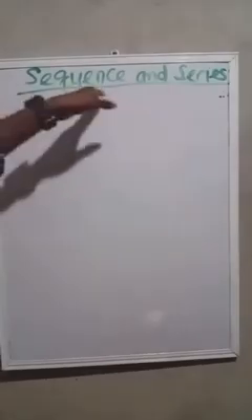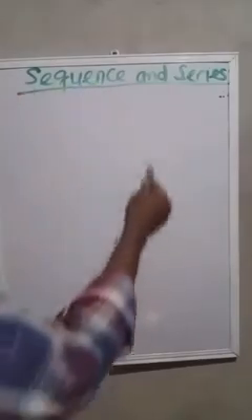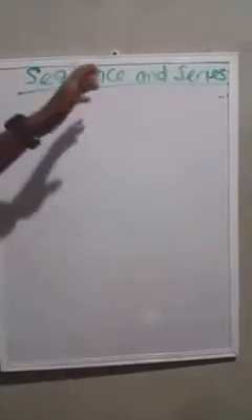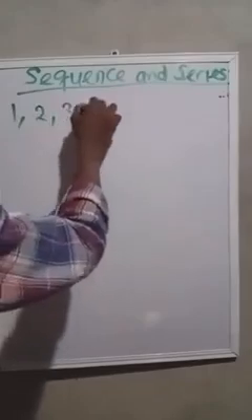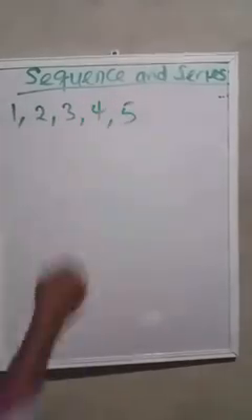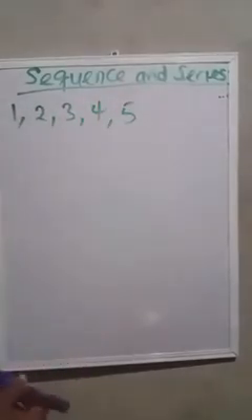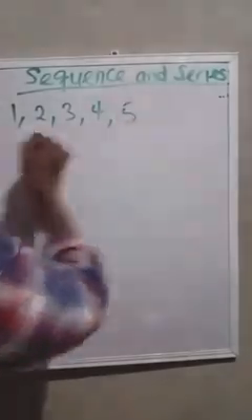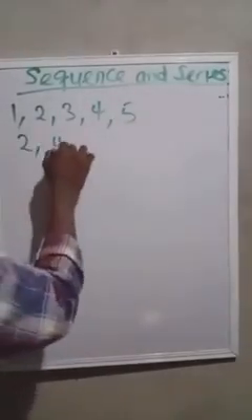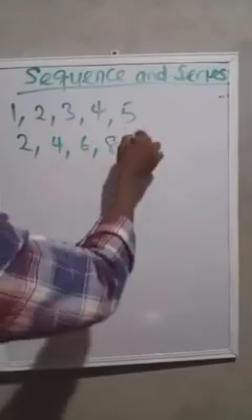Now, what do we mean by sequence and what do we mean by series? Sequence is when numbers are arranged. Let's say, for example, you have this. When they are arranged in an orderly manner, that is what we refer to as a sequence. So this is an example of a sequence. This is another example of a sequence. They are arranged in an orderly manner.